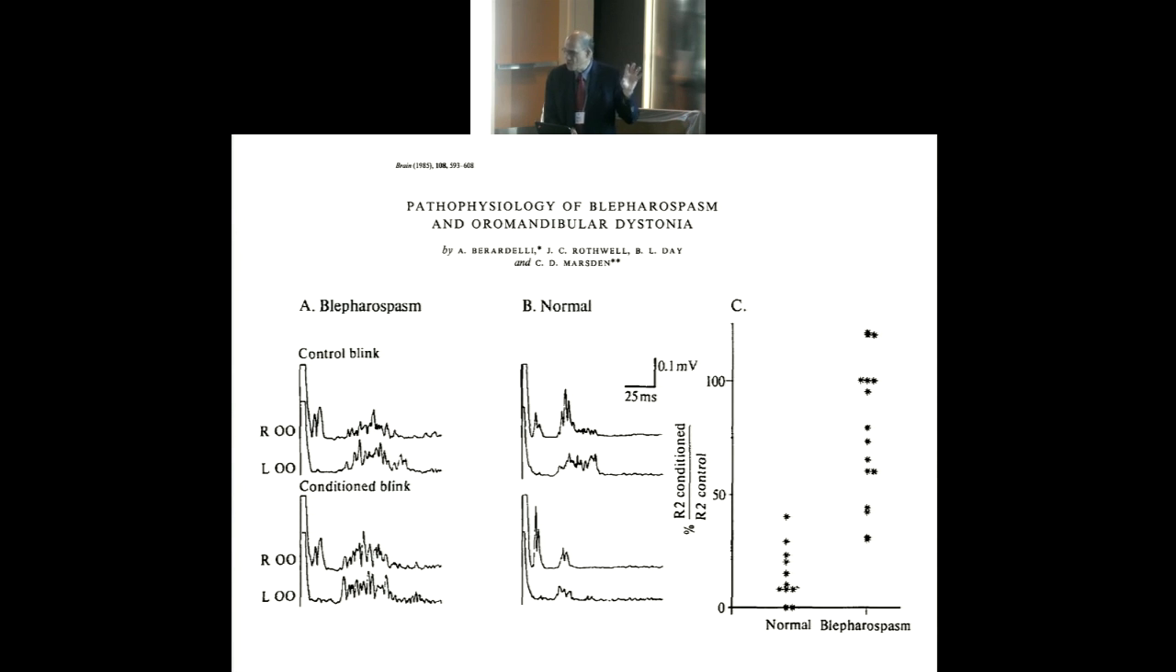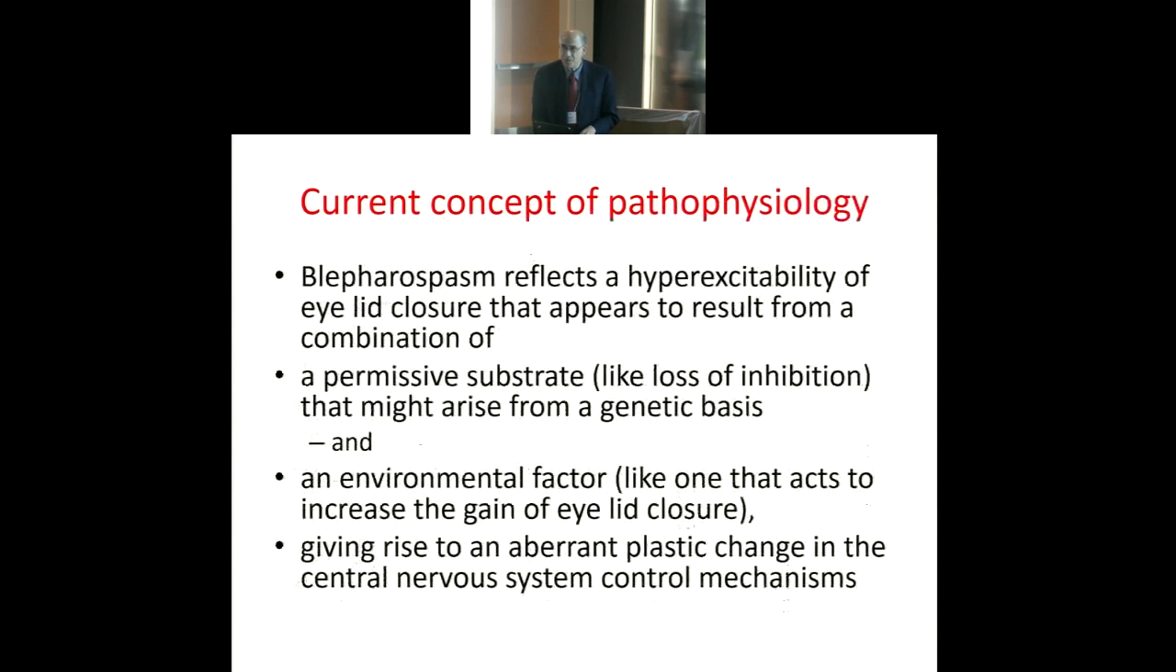So the current concept of the pathophysiology then is that there is hyperexcitability of the eyelid closure that comes from a combination of a permissive substrate like loss of inhibition that might arise from a genetic basis. That's the sort of reasoning that we think is going on at the moment. And an environmental factor, like one that acts to increase the gain of eyelid closure, giving rise to a plastic change in the central nervous system control mechanism.